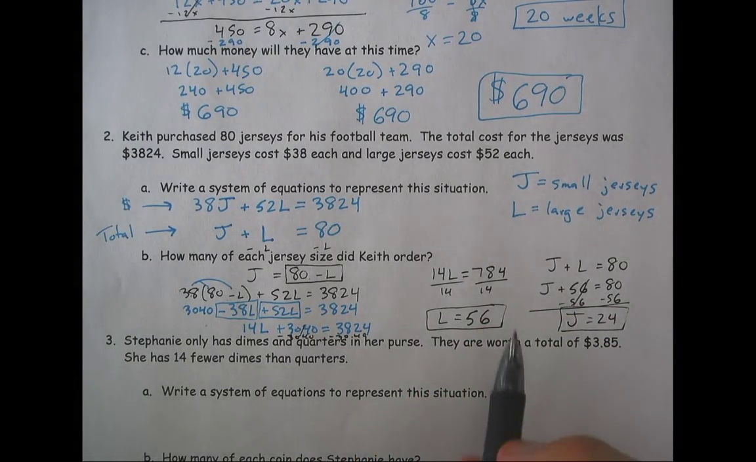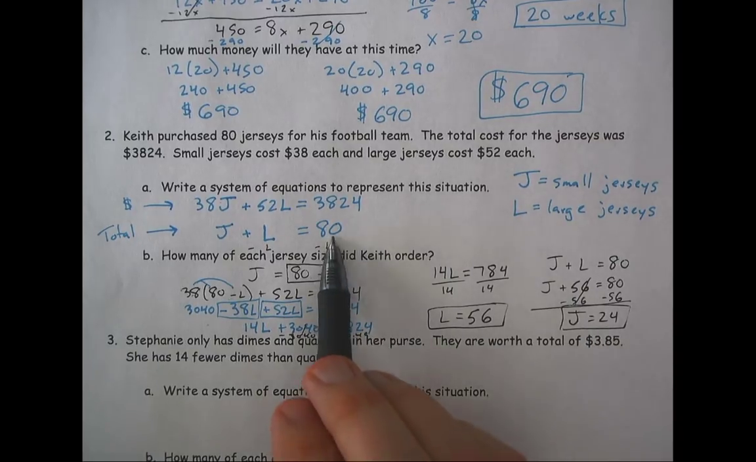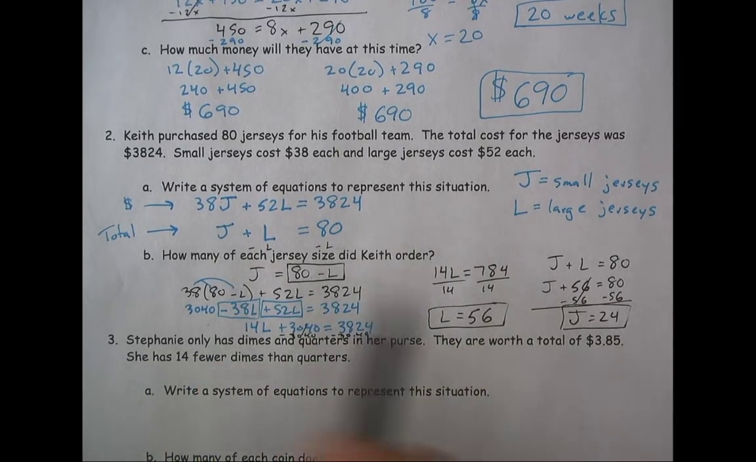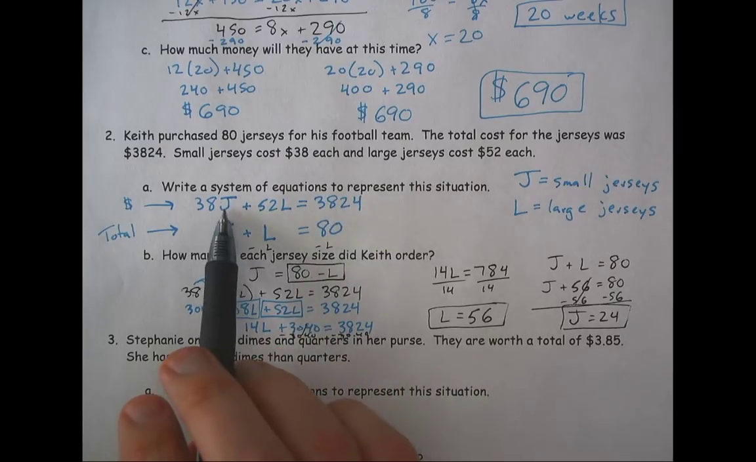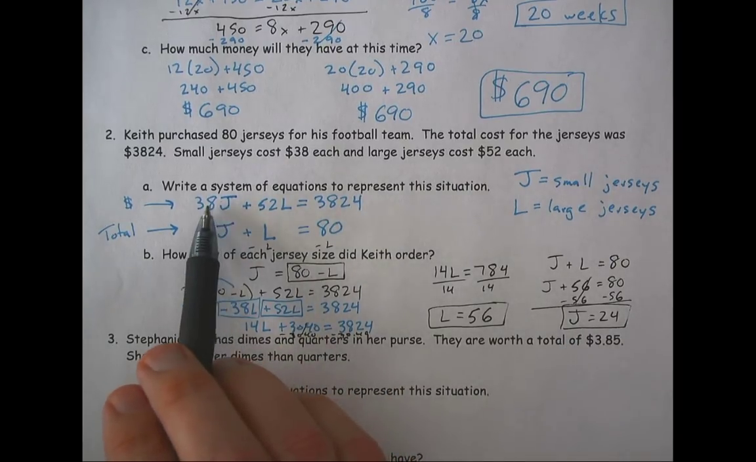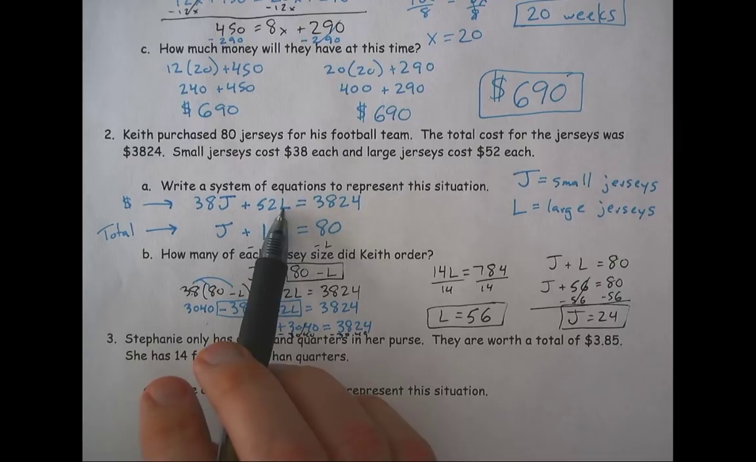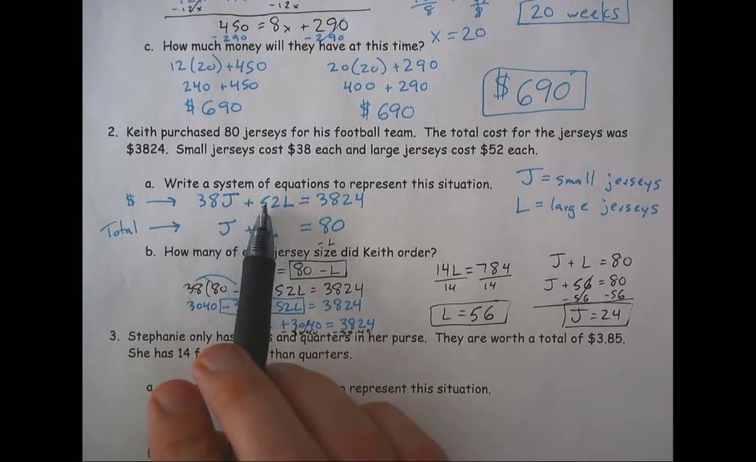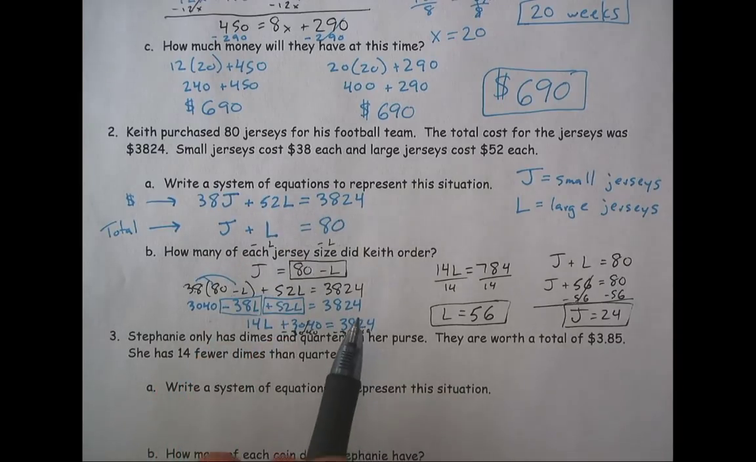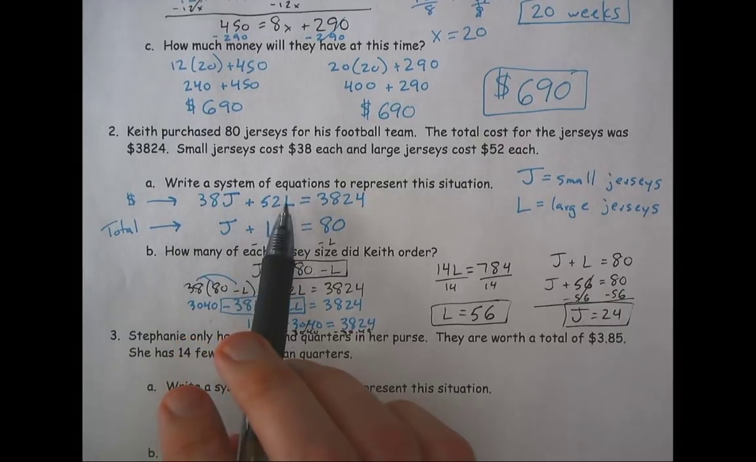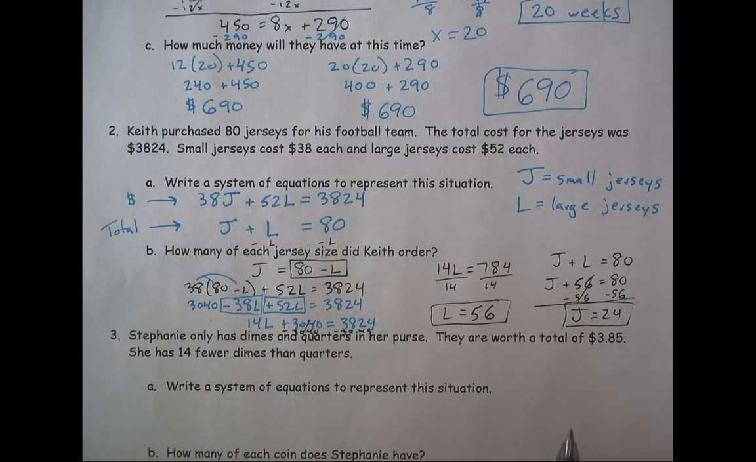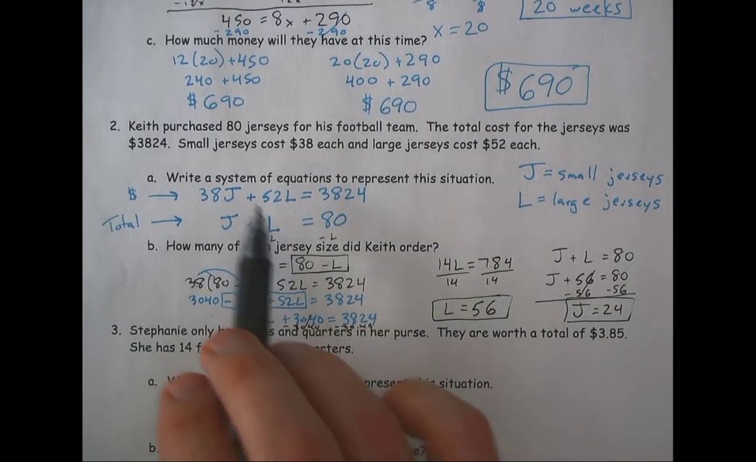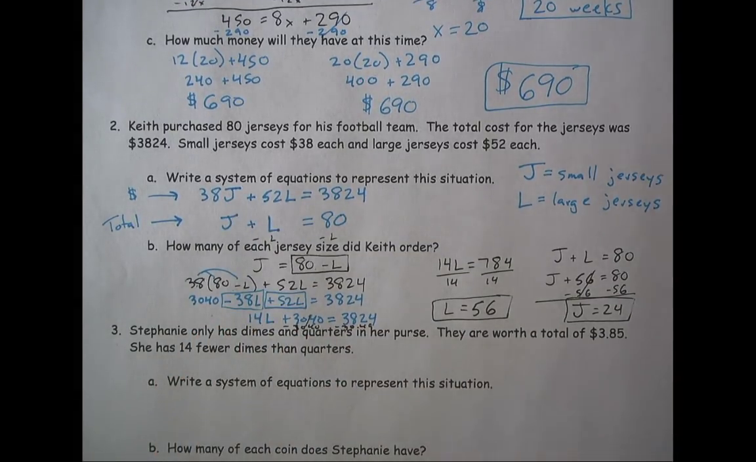You can always go back and double check your work. These add up to 80, so it works for this equation, but this also needs to work for the first one. So if you took J of 24 and times it by 38, and then you took the L, 56, and times it by 52, just real quick in your calculator, and add them together, you'll get 3824, and so you know that your answer is correct. If you go back and plug them in and they don't work, then obviously something's wrong. So it's really easy to go back and check your work, especially when you get to a test and you want to just make sure everything's right. Take them and plug them back into both equations and just guarantee yourself that you've got it right.